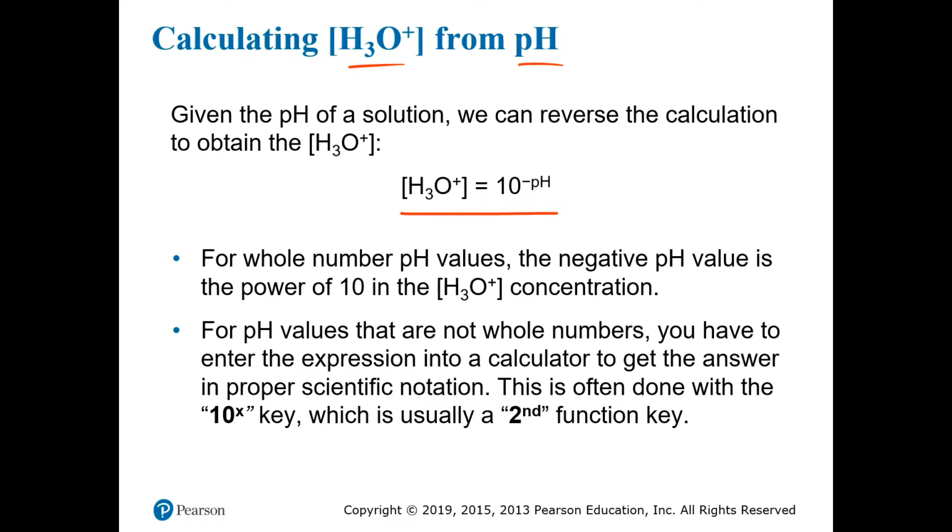For any pH that's not a whole number, however, you're going to get a decimal power of 10, and then you would really need to put that into a calculator in order to get proper scientific notation. Usually this is done with something like a 10 to the x key on your calculator, which is sometimes buried in a secondary function. Refer to the manual for your calculator if you're not sure how to do this, or come see me and I can help you figure it out.